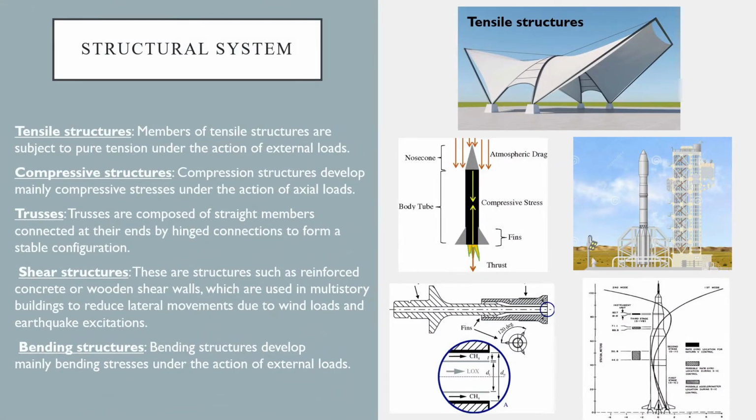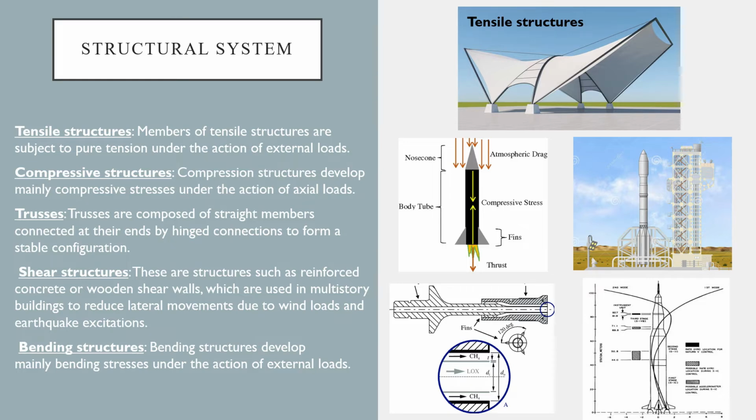Tensile structures. Members of tensile structures are subject to pure tension under the action of external loads. Compressive structures. Compression structures develop mainly compressive stresses under the action of axial loads. Trusses. Trusses are composed of straight members connected at the ends by hinged connections to form a stable configuration.